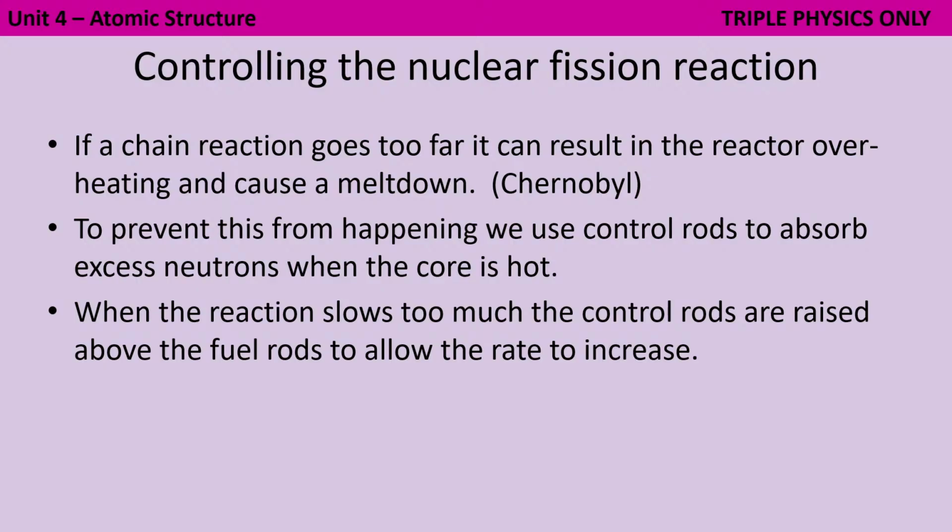So to prevent this from happening, there are things called control rods, which are made out of boron, and they are able to absorb any neutrons. And when the core starts to get hot, the boron control rods are lowered and they absorb any neutrons and slow down this whole process. And then when the reaction is slowed down too much and everything starts to cool down, then the control rods are raised above the fuel rods again, so that the neutrons can carry on interacting with those parent nuclei and the reaction can start to build up again.